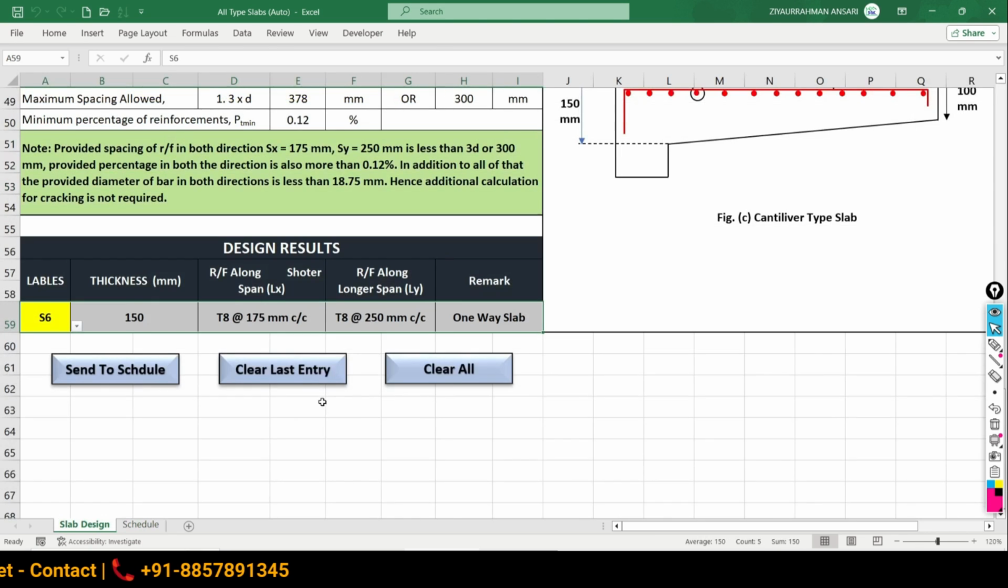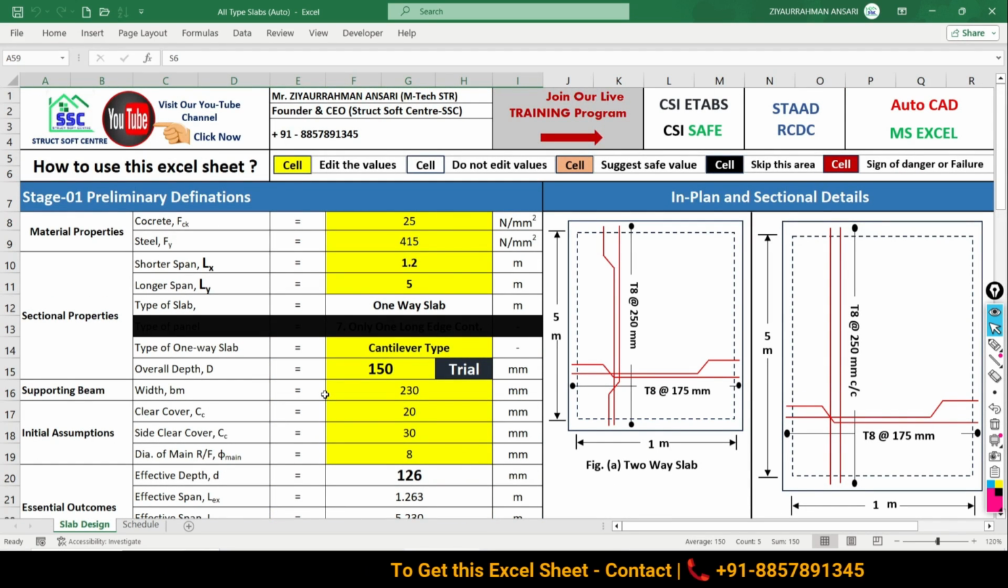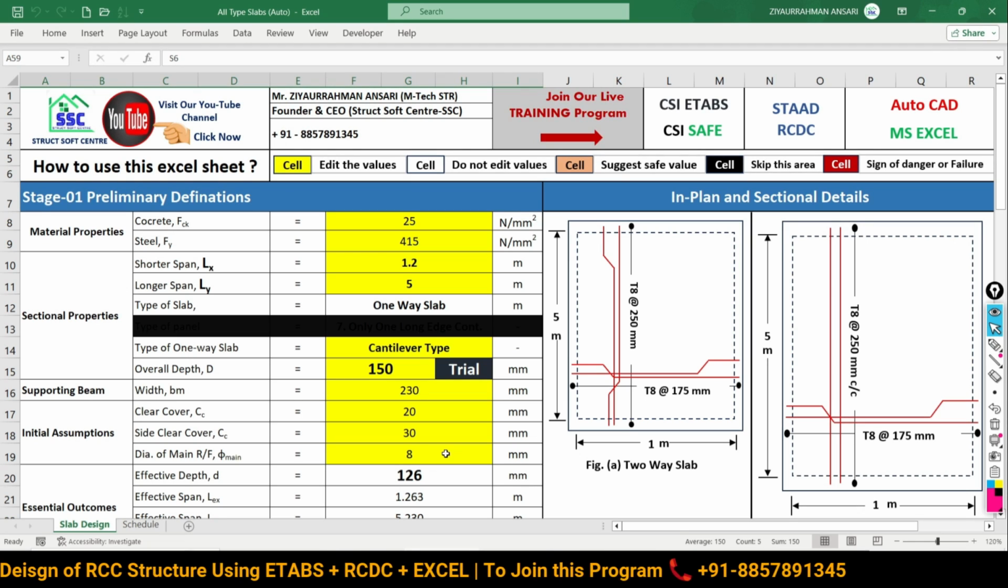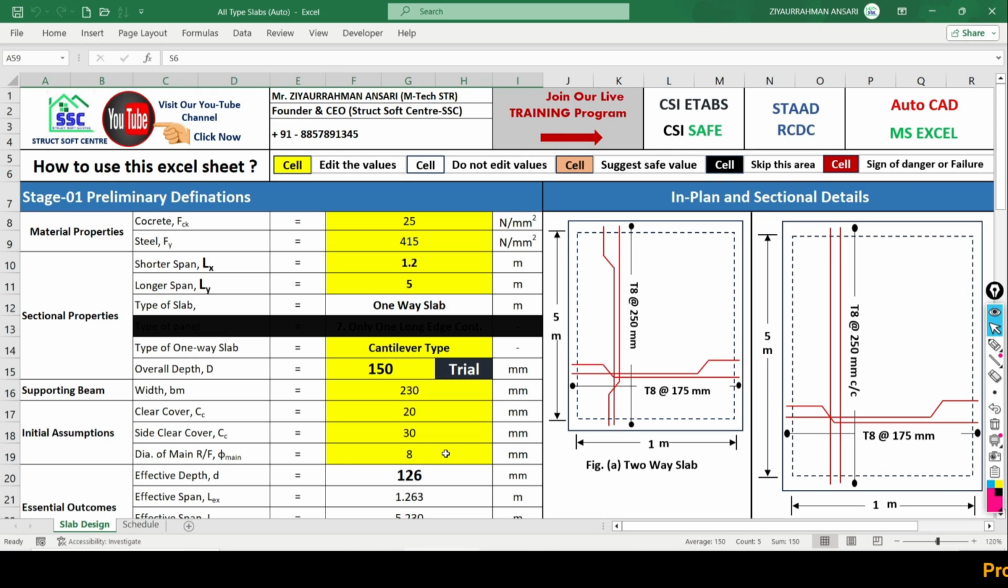So using this sheet you can design all the different types of slabs: one way, two way, and cantilever type of slab, and all the floor slabs, having the 9 types of panels as suggested by IS 456. So it is a very advanced tool for designing different types of slab. Hope you all understood the manual approach as well as how to design that same slab by using this tool. Thank you.